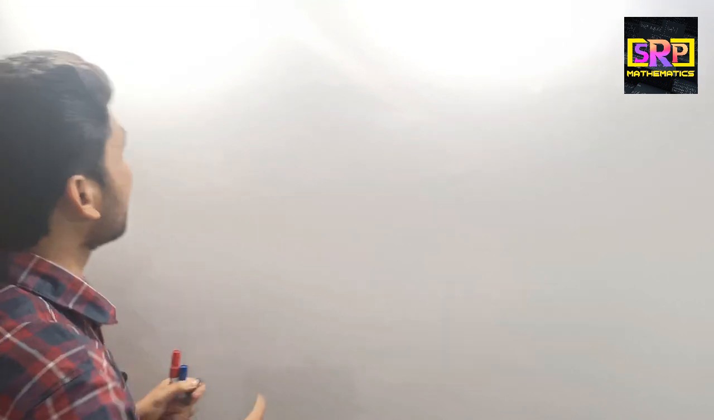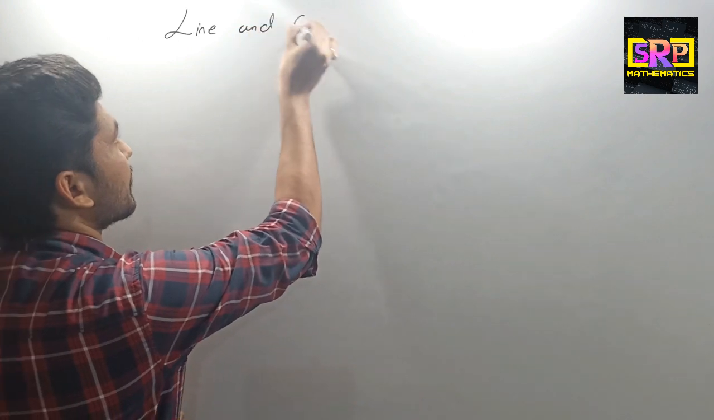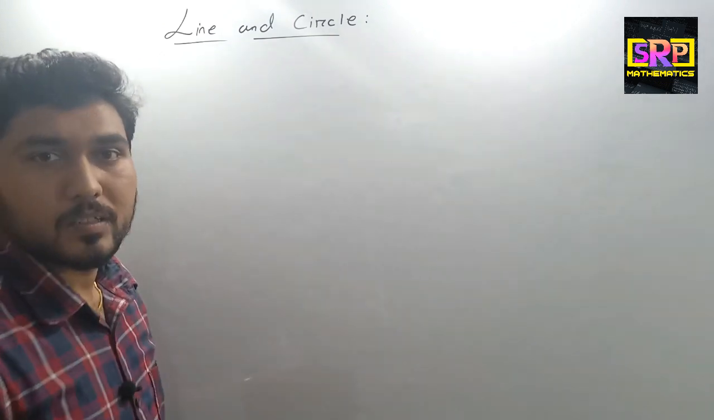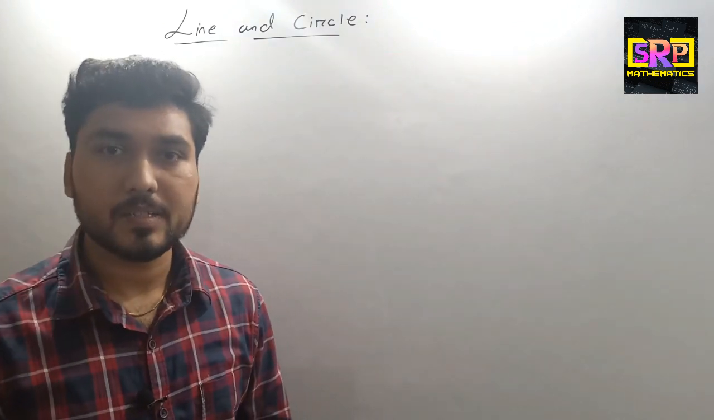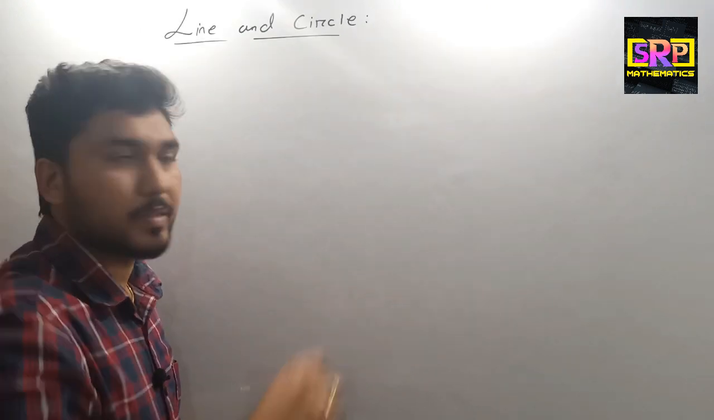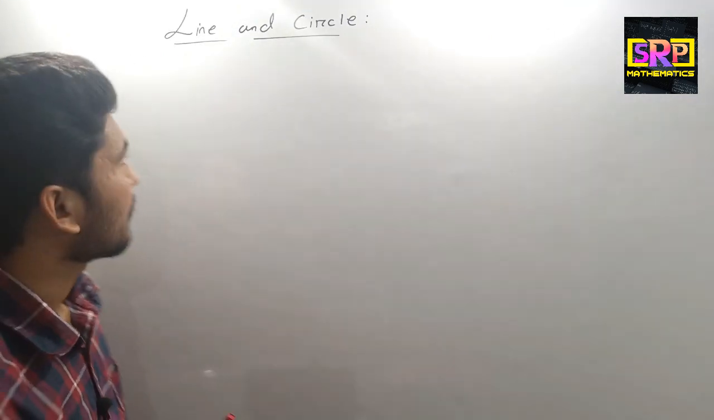So today's video lecture will be much more interesting because we are going to discuss two different chapters in a single topic. That is, we are going to talk about the circle as well as the straight line. So what is the topic name? This is line and circle. This is a very important topic when we are talking about JEE Mains as well as JEE Advanced. What we are going to discuss here, that means we are having a line as well as a circle. So what is the position of the line with respect to the circle?